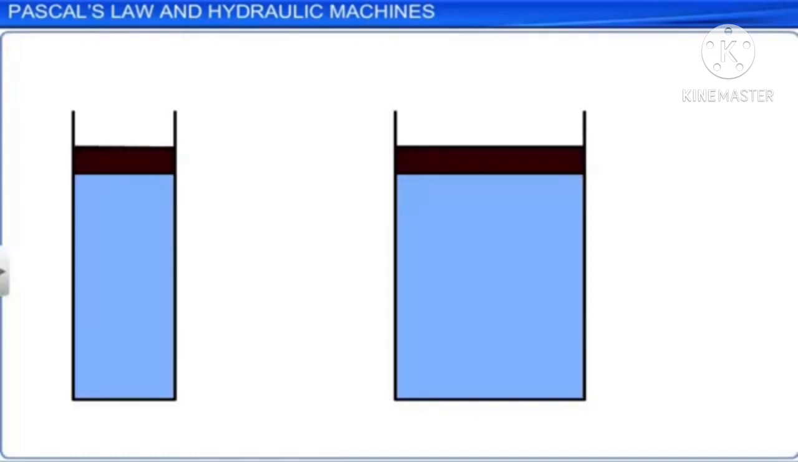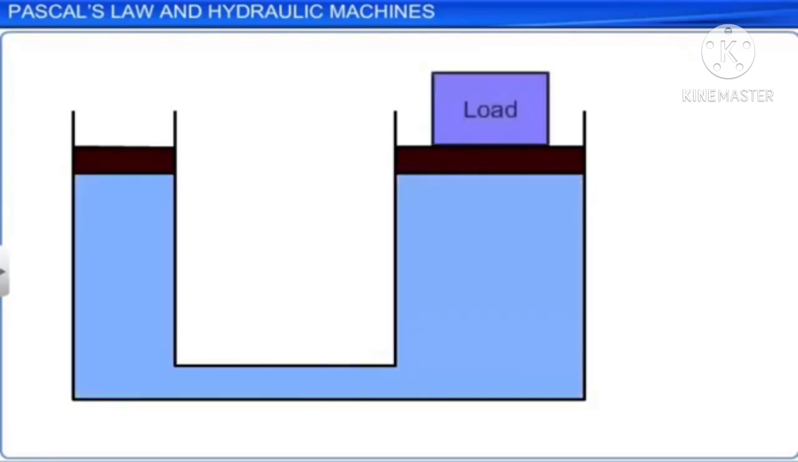The two cylinders are connected to each other with a horizontal pipe, where the container is filled with an incompressible liquid. The load to be lifted is placed on the piston of larger cross-sectional area, A2. Let a downward force F1 be applied on the smaller piston A1. According to Pascal's law, this pressure, F1 divided by A1, is transmitted equally to the piston, where A1 is the area of cross-section of the smaller piston.